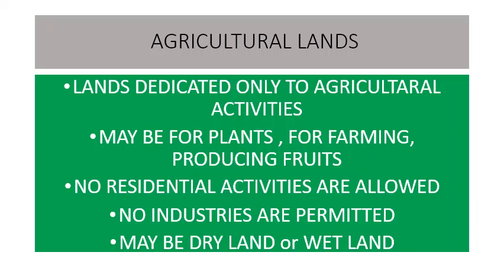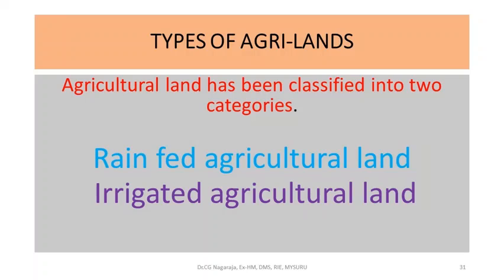No industries are also permitted. The land may be dry or wet for agricultural purposes. Agricultural land has been classified into two types in India: rain-fed agricultural land and irrigated land. Rain-fed means where no additional water source is possible, they have to depend only upon the rain. And irrigated means wherever there is water in the form of dams, canals, wells, etc. There it's called irrigated land.